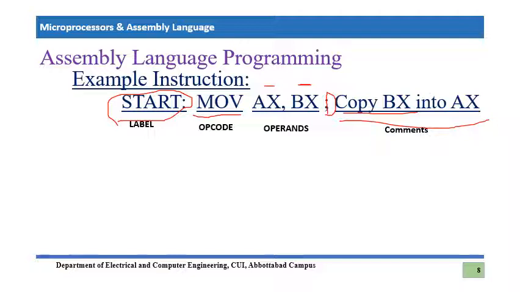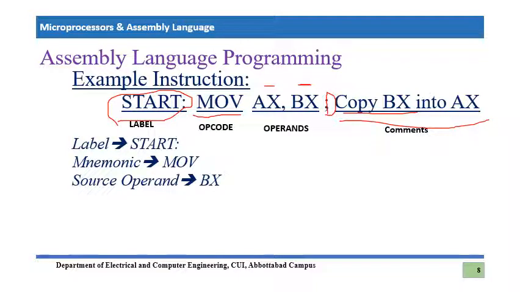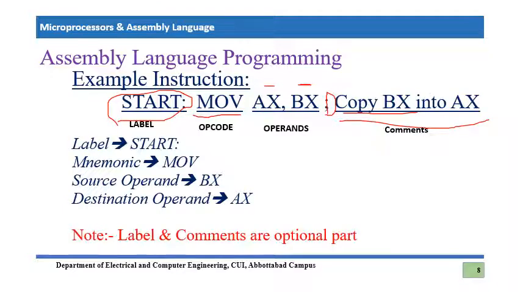Start is a label. We are going to explore that label in data transfer or control instructions; for a while we can just ignore it. The opcode tells us what operation is to be performed, and in this specific example it is move. AX and BX are data operands: BX is serving as the source operand and AX as the destination operand, and the latter part is just a comment. So the label is Start, the mnemonic is MOV, the source operand is BX, and the destination operand is AX.